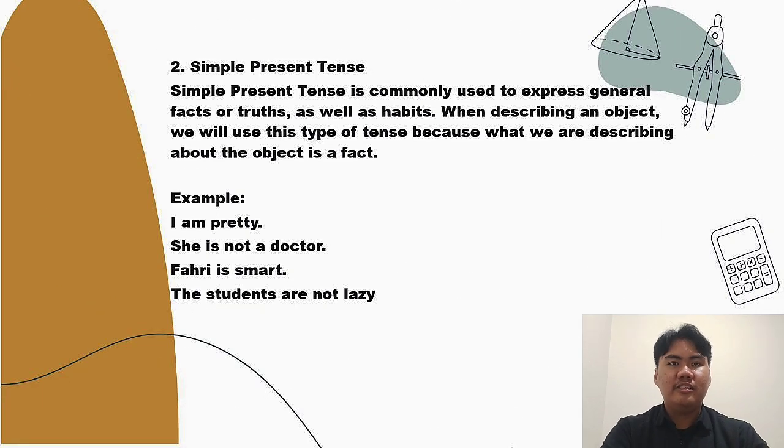Okay, the second is simple present tense. Simple present tense is commonly used to express general facts or truths as well as habits. When describing an object, we will use this type of tense because what we are describing about the object is a fact.